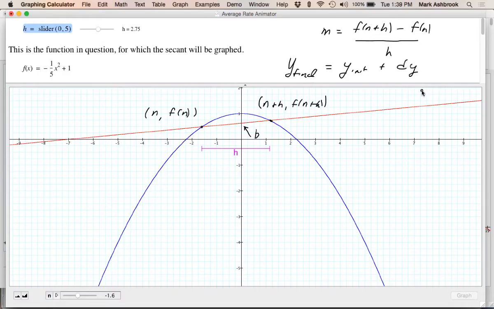This was the product of developing that linear formula we worked on pretty hard for a week or so. It's dx and then dy, and then y final is y initial plus dy. So what is y initial? f of n. And dy we can get by m times, and what's dx?